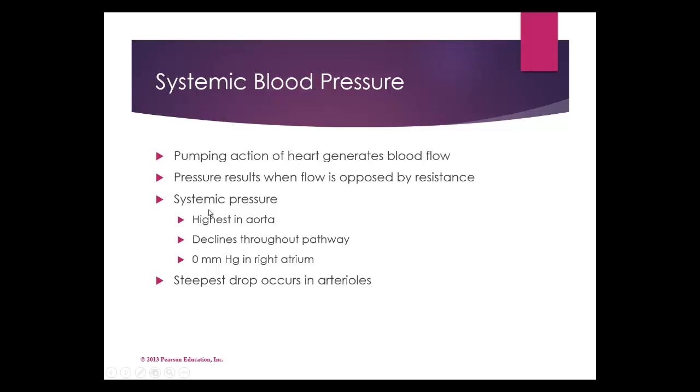So in looking at the pressure throughout the circuit, we're going to see it highest in the aorta, where it's closest to the heart contracting, and it will decline throughout till we get back to the right atrium, where the superior and inferior vena cava are returning blood to the heart. So we would see zero pressure. And remember, the venous side, the veins, is where we see lowest pressure in the circuit.